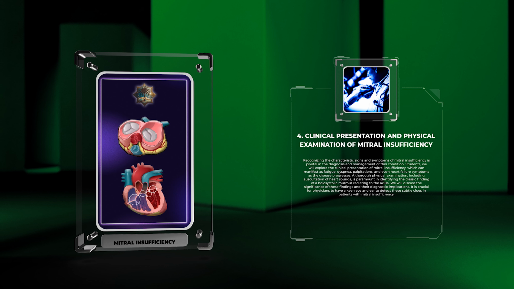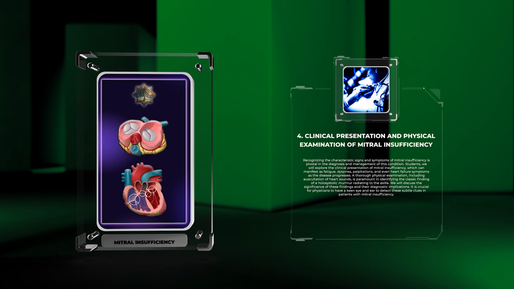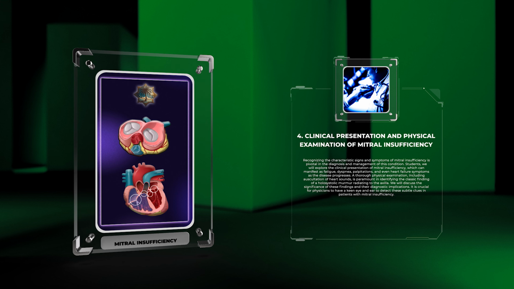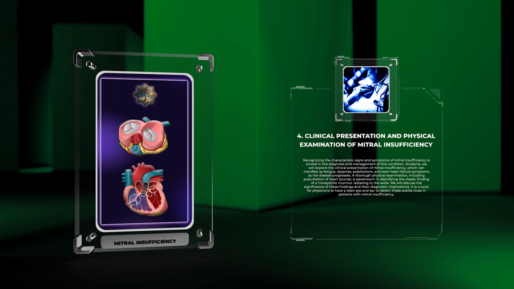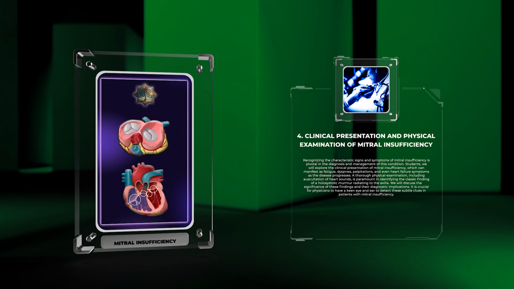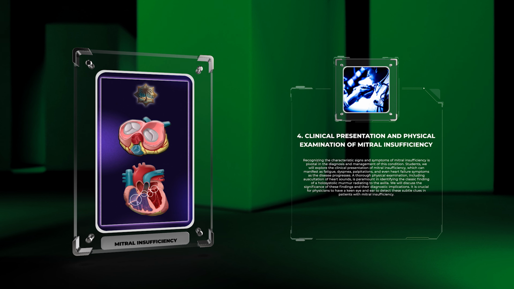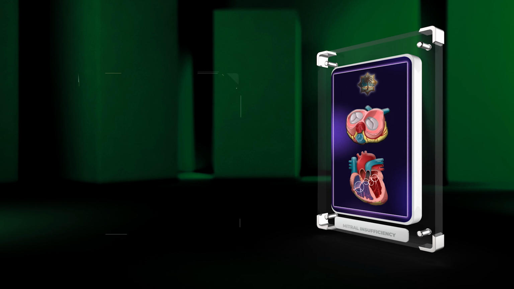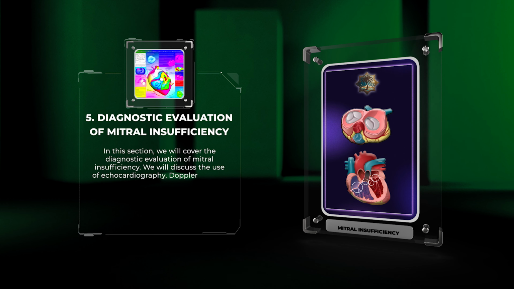A thorough physical examination, including auscultation of heart sounds, is paramount in identifying the classic finding of a holosystolic murmur radiating to the axilla. We will discuss the significance of these findings and their diagnostic implications. It is crucial for physicians to have a keen eye and ear to detect these subtle clues in patients with mitral insufficiency.